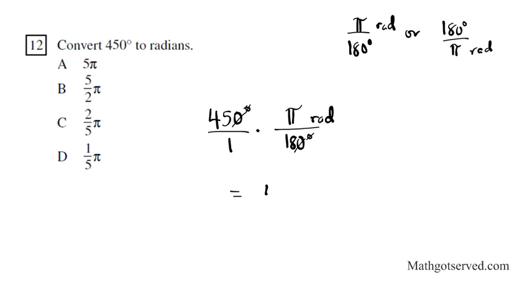So we're going to have 45 pi over 18 radians. I can reduce this by dividing top and bottom by 9. That's going to give me 5 pi over 2 radians. So the answer to number 12 is B.